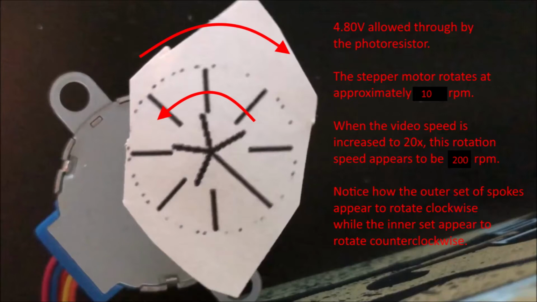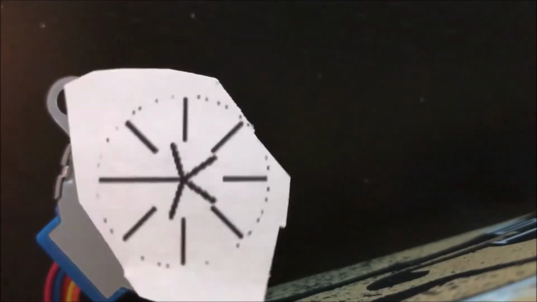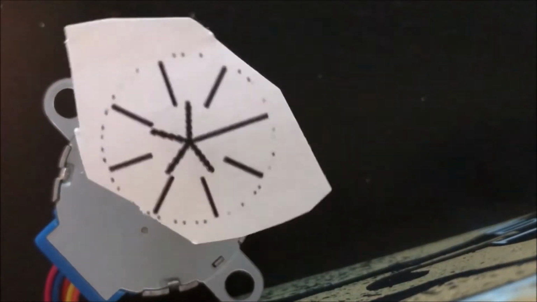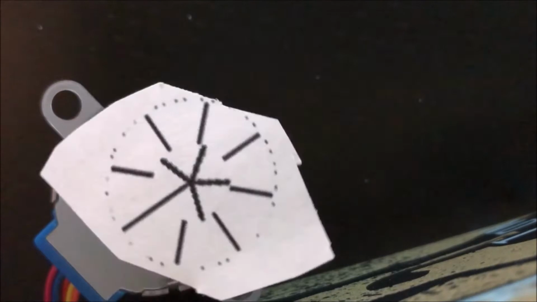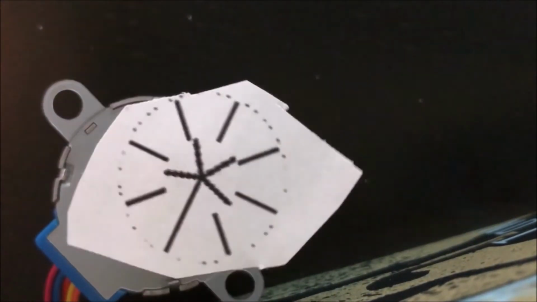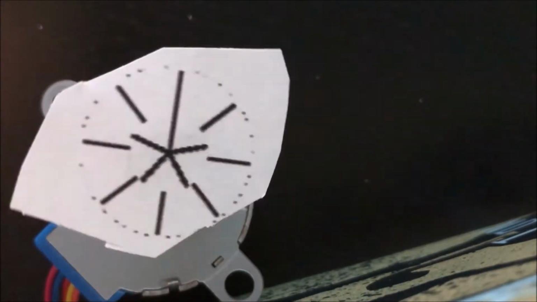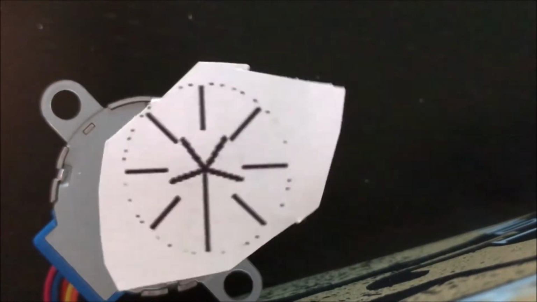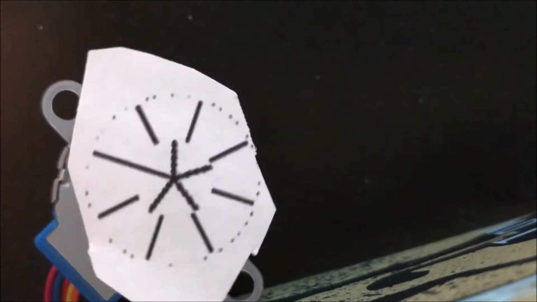When I allowed more light through, I only had to speed up the video by 20 times to achieve a similar rotational speed. This shows that the occurrence of the stroboscopic effect is a function of rotational speed. Aliasing occurs both in our videos and in our eyes, as this playback is capped at 30 frames per second, whereas a total of 13 spokes rotated over 3 revolutions per second.